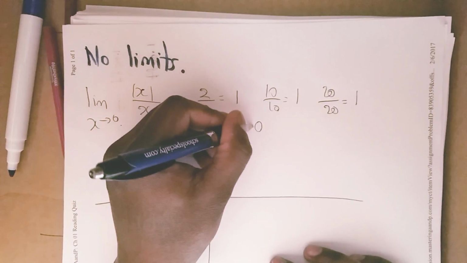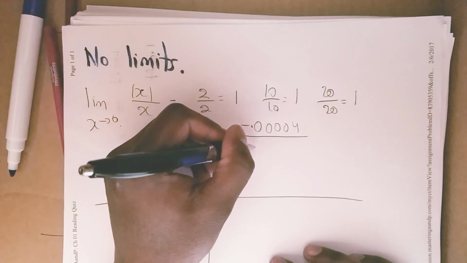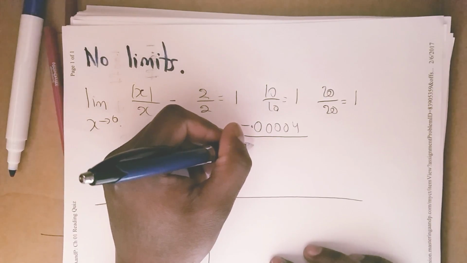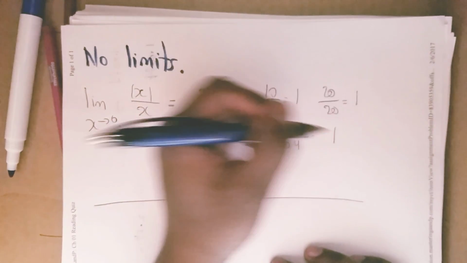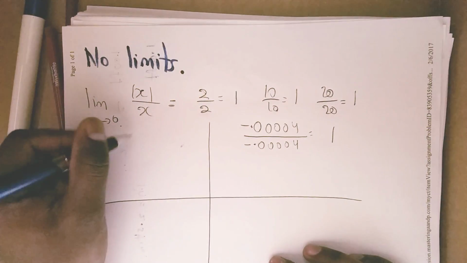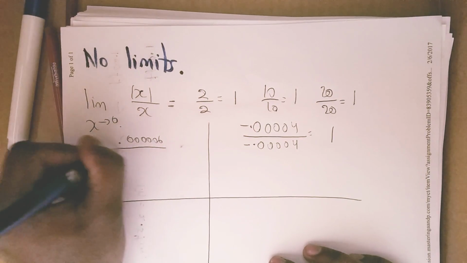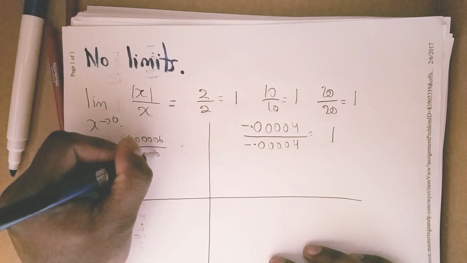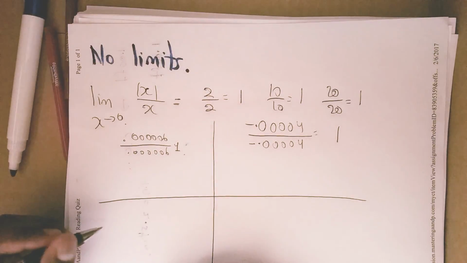Negative 0.0004 over negative 0.0004 is equal to 1. Negative 0.00004 over negative 0.00004 is equal to 1. Negative 0.000006 over negative 0.000006 is equal to 1.